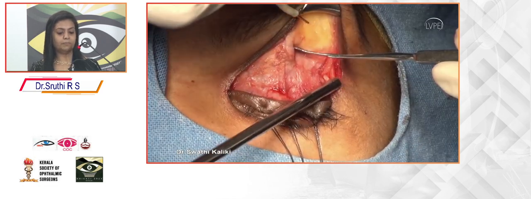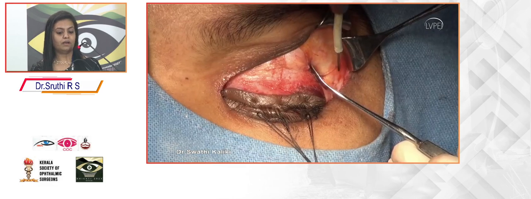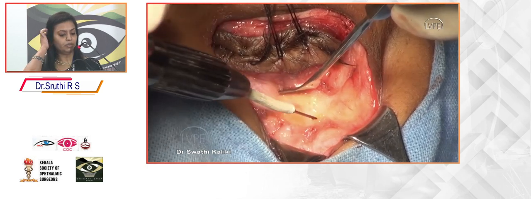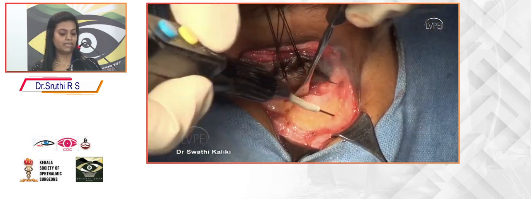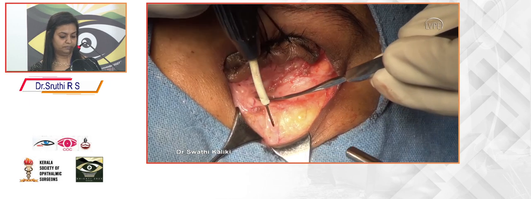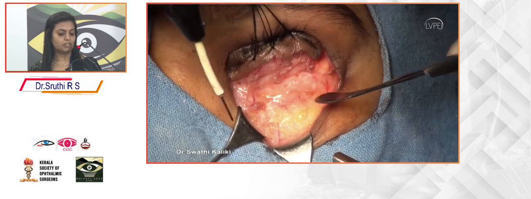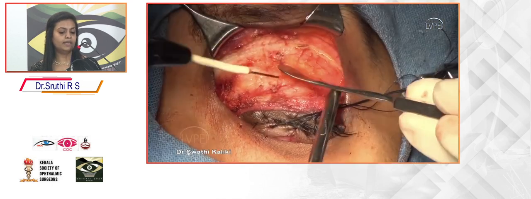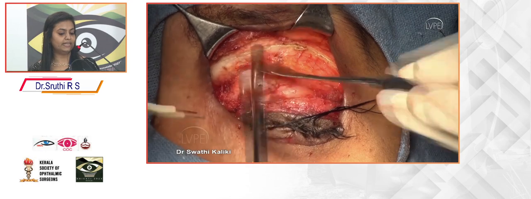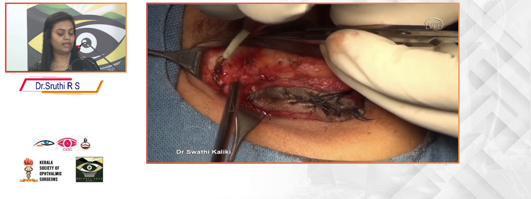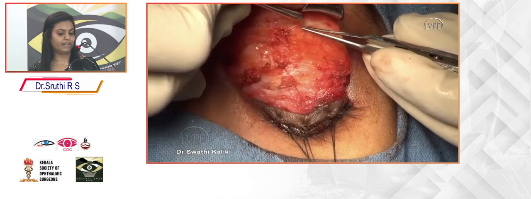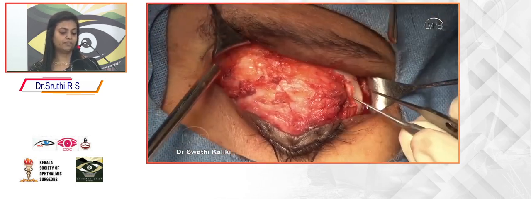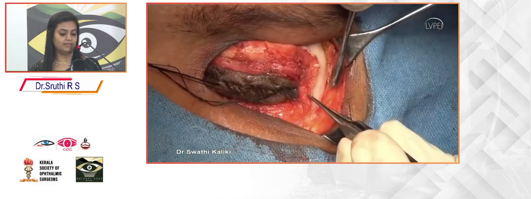And then keeping a lens spatula, palpating the orbital rim, 4 millimeter away from there, you start dissecting and try to reach the periosteum. So this is done all around, superiorly, laterally, inferiorly and medially. Now this is a periosteal incision, again taken with the help of a lens spatula held with the left hand, and the periosteum is lifted away with the help of a periosteal elevator.